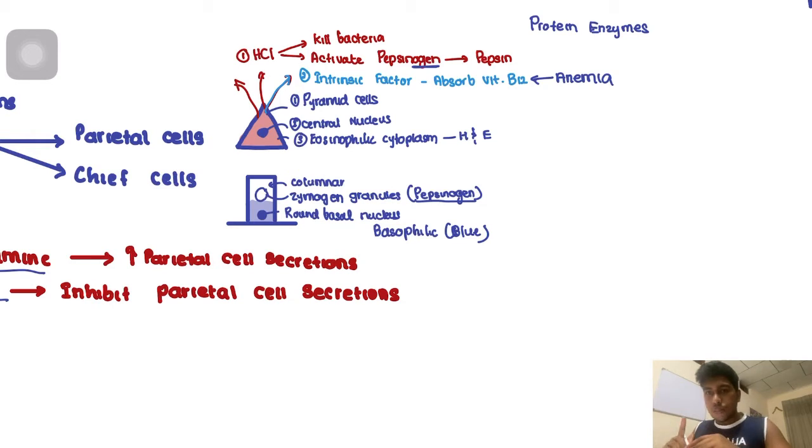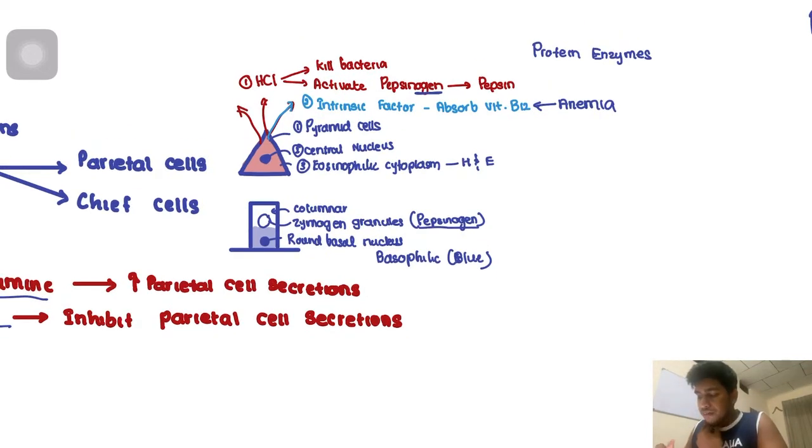Remember, protein enzymes are always secreted in their inactive form, because even the lysosome membrane or the vacuolar membrane is made up of proteins. These active protein enzymes can digest that. Therefore, we always secrete them as an inactive form. So here it's pepsinogen, which is activated by HCl to form pepsin.